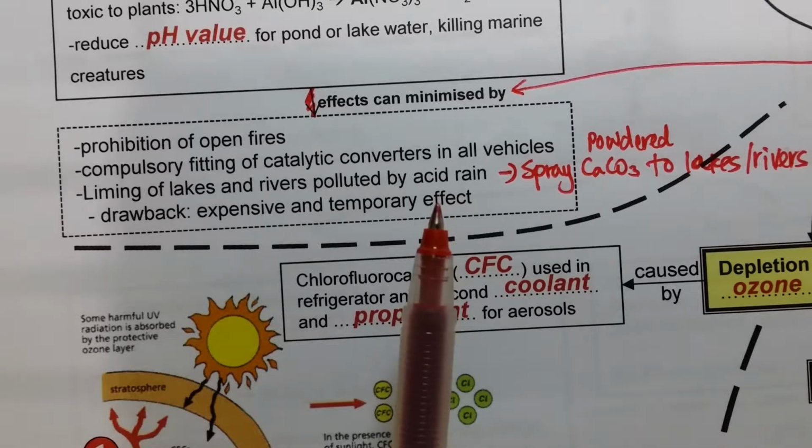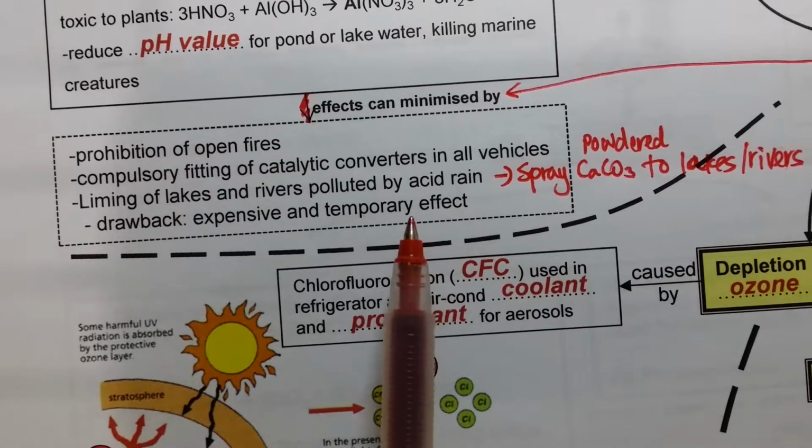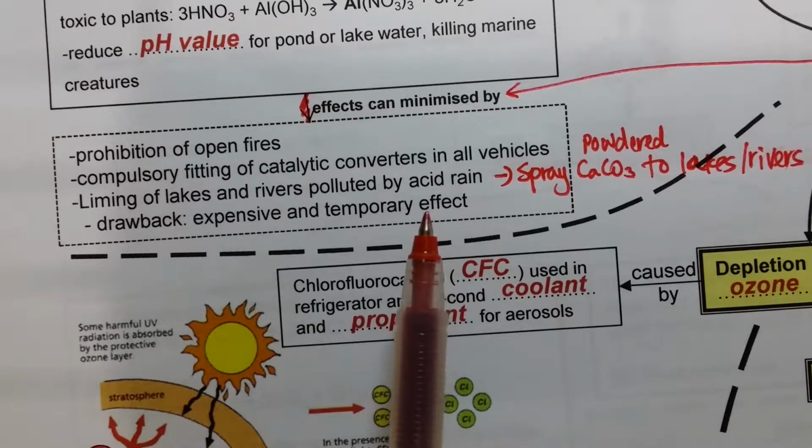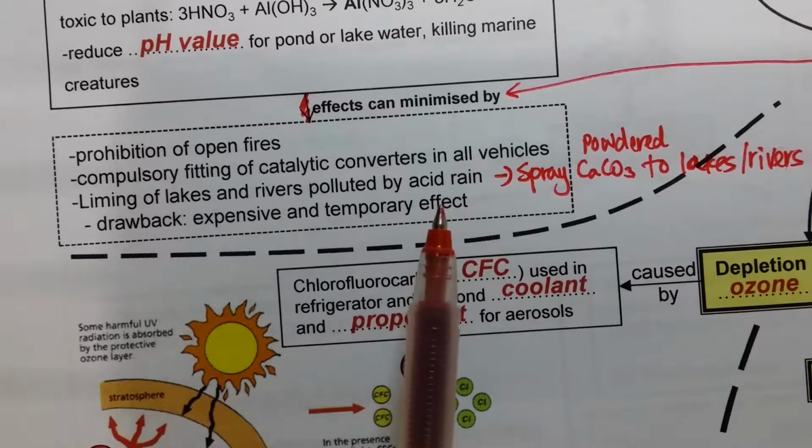Because if there is another occurrence of acid rain, it will turn the lake water acidic again. So the effect is not permanent, it is only temporary. So you probably have to do it every few years or every few months, depending on how often acid rain occurs.